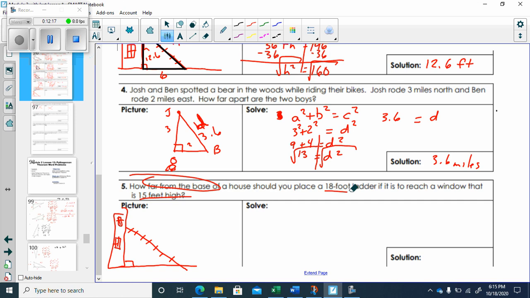The ladder is 18 feet long. So here's my ladder, it's 18 feet long. The window is 15 feet high. They want to know how far the base of the ladder is from the base of the house. There we go. There's our right triangle.